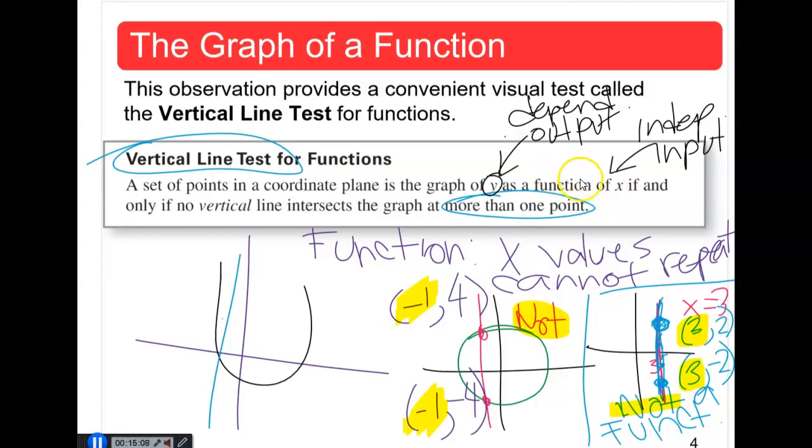So if we have that, y will be a function of x if and only if no vertical line intersects the graph at more than one point. So the only one that passed the vertical line test, because it was only intersected at one point, was my first example.